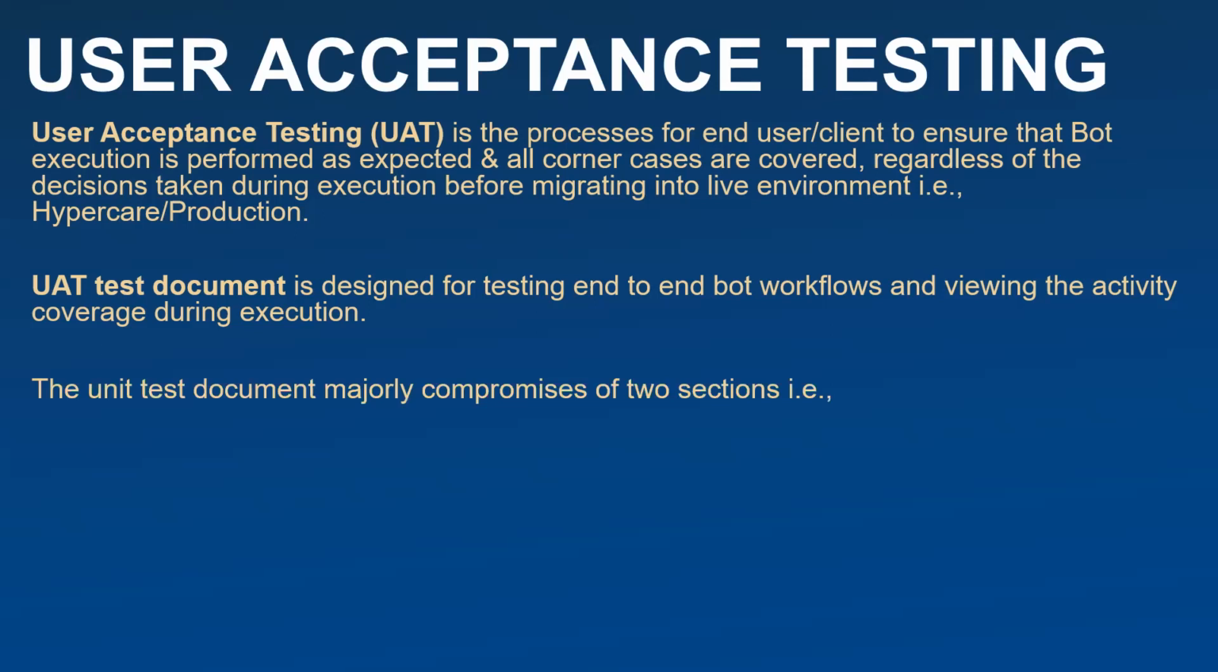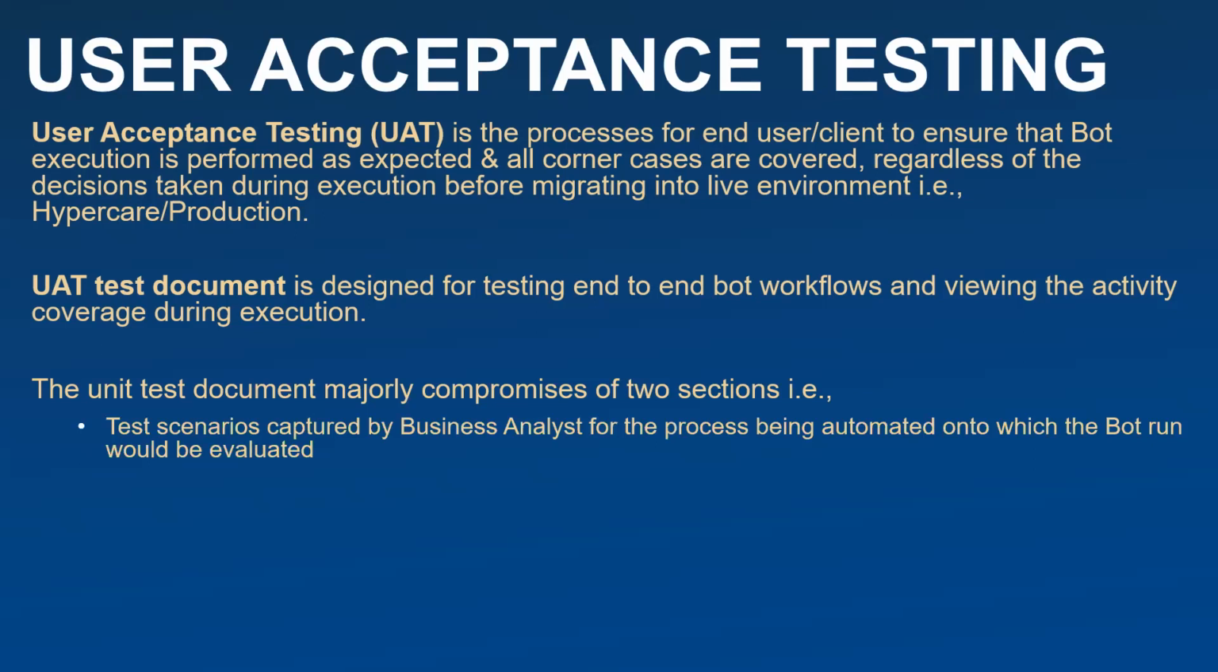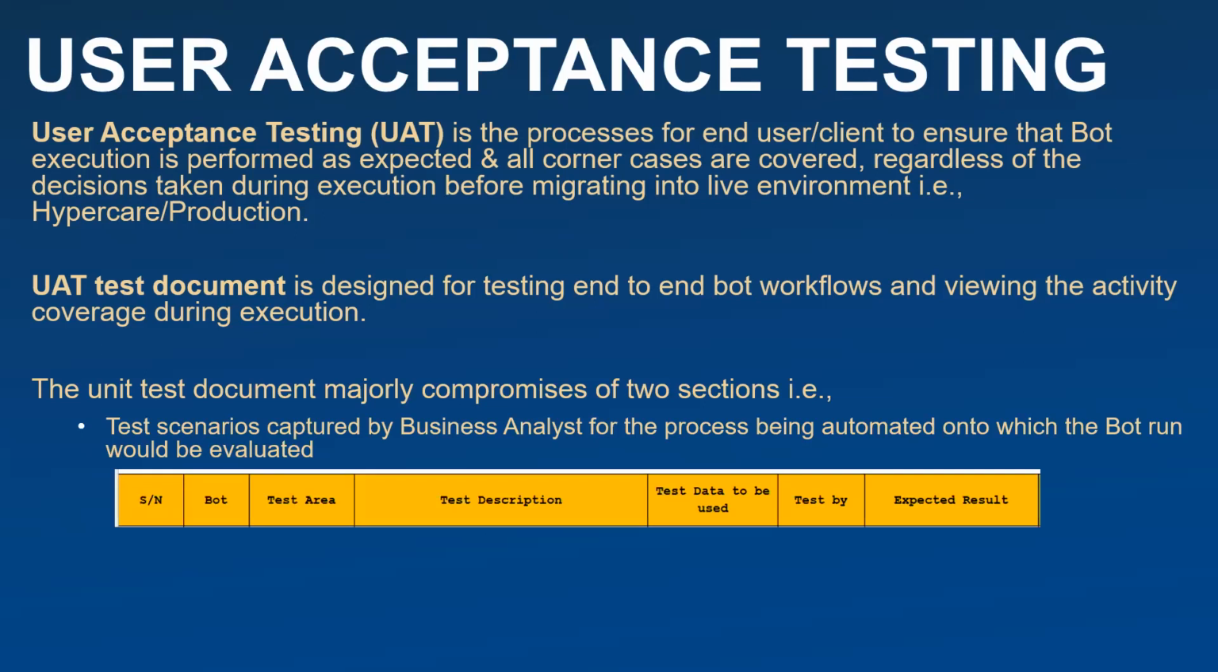So let's have a look at what exactly this test document comprises. Majorly, there are two parts to it. Like I mentioned earlier, in the very first part the business analyst documents each and every process and what he or she feels should be part of the test scenarios, the scenarios against which the bot would be evaluated. That's part one. The columns, and I'm referring to the Automation Anywhere test document here, are the bot name, the test area, which means the module you are testing, the test description, what exactly you are testing for, the test data being used, who has tested it, and the expected result. These columns are drafted before the UAT test is done.